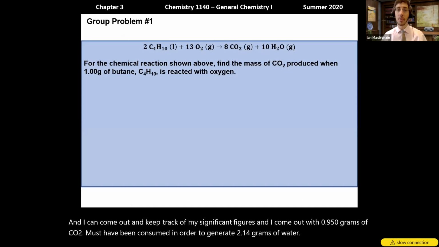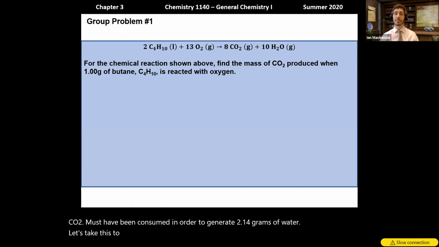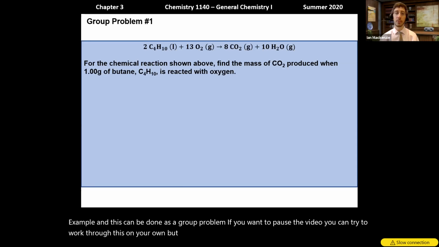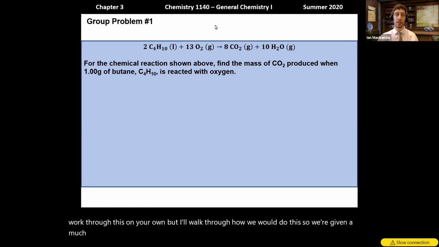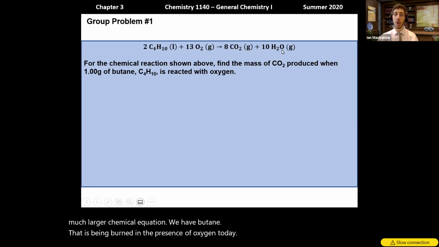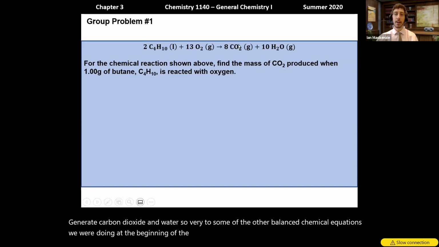Let's take this to another larger scale example. And this can be done as a group problem. If you want to pause the video, you can try to work through this on your own, but I'll walk through how we would do this. So we're given a much larger chemical equation. We have butane that is being burned in the presence of oxygen to generate carbon dioxide and water. So very similar to some of the other balanced chemical equations we were doing at the beginning of the chapter. And we're asked to find the mass of CO2 that is produced when we burn just 1 gram of butane.